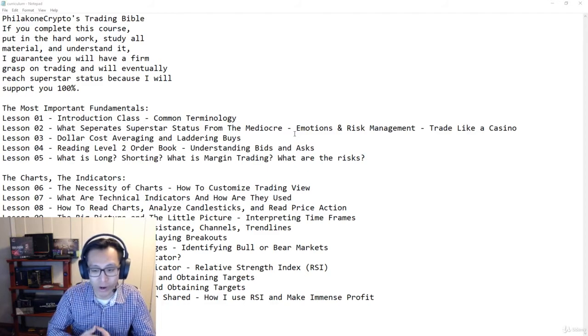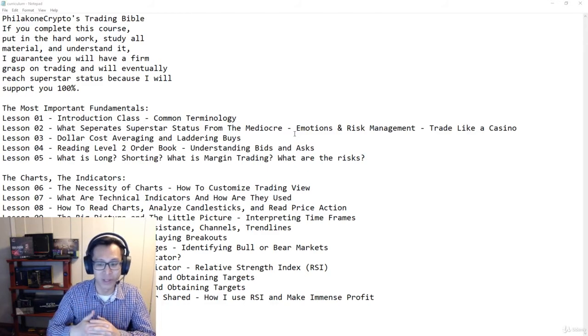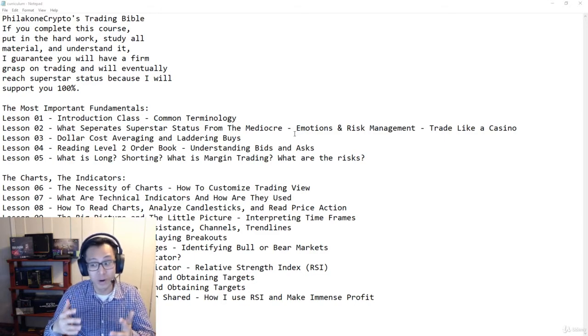Then lesson 4 was definitely one of my favorite topics there, reading the level 2 order book, understanding what the bids and the asks are, and also just being able to read in real time what these momentum changes are. So lesson 5 was also to scare you guys. It was to instill a lot of fear, which is what I wanted to do. I wanted to talk about what is longing, or to go long, what is to short, or shorting, what is margin trading? What are the risks? And what is leverage trading as well, right?